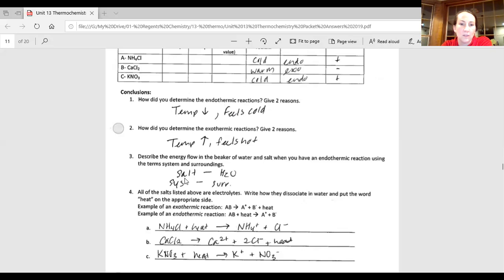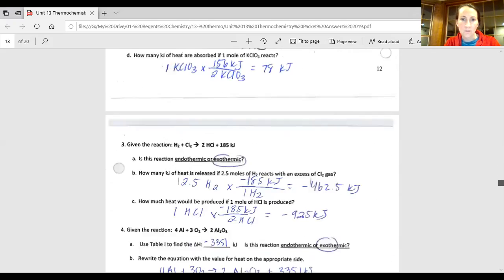If you have an endothermic reaction using the terms system and surroundings, the heat goes from the surroundings into your system. That's written backwards. And then these are the equations. Okay, so I'm going to skip ahead to page 13 and 14.